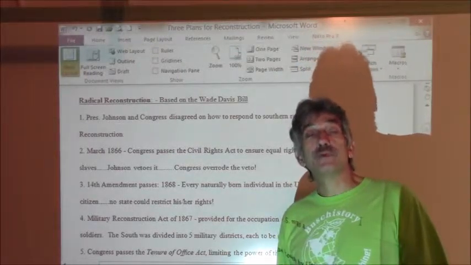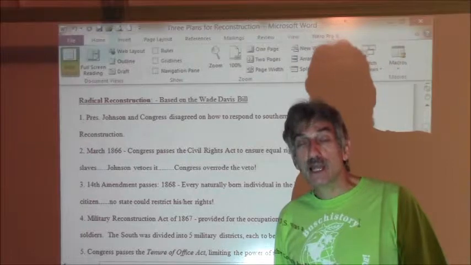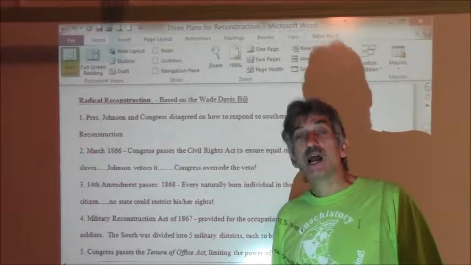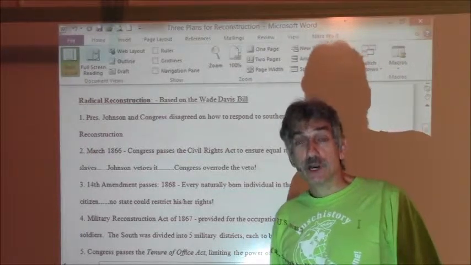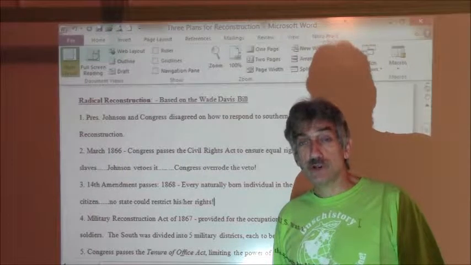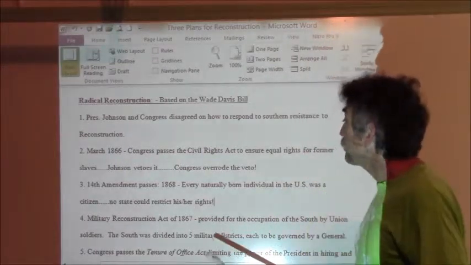Congress passes the Civil Rights Act. Johnson vetoes it. Congress overrides. So Congress and Andrew Johnson are not getting along too well.